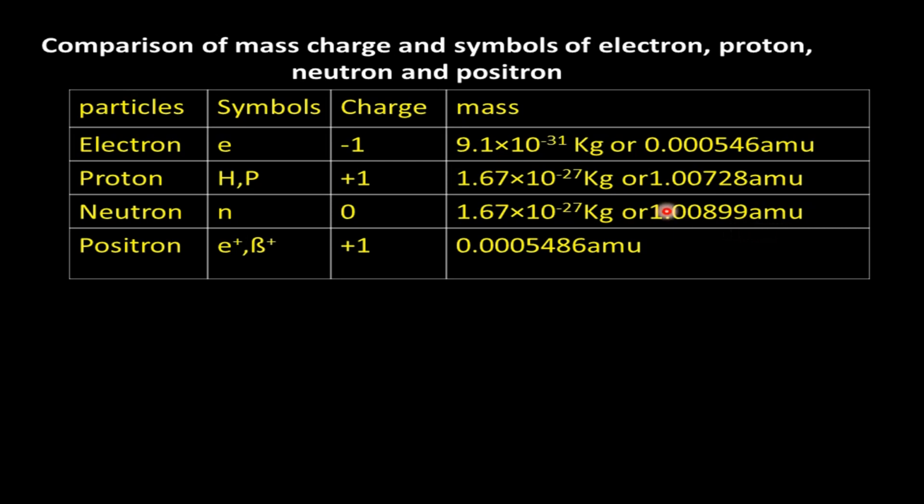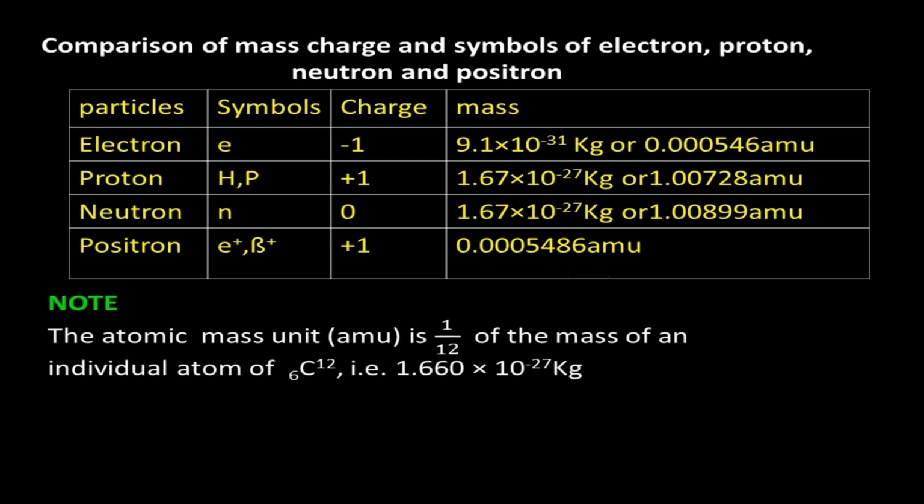For positron, positron is defined as positively charged electron with the symbol of e+ or beta plus, with a relative charge of +1 and a mass similar to that of electron as well, that is 0.000546 AMU. Note: the atomic mass unit AMU is defined as 1/12 of the mass of an individual atom of carbon-12, that is 1.66 times 10 raised to the minus 27 kg.